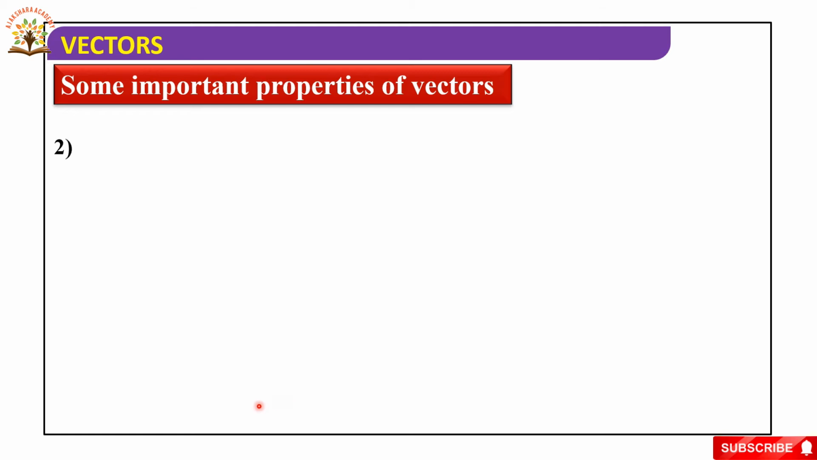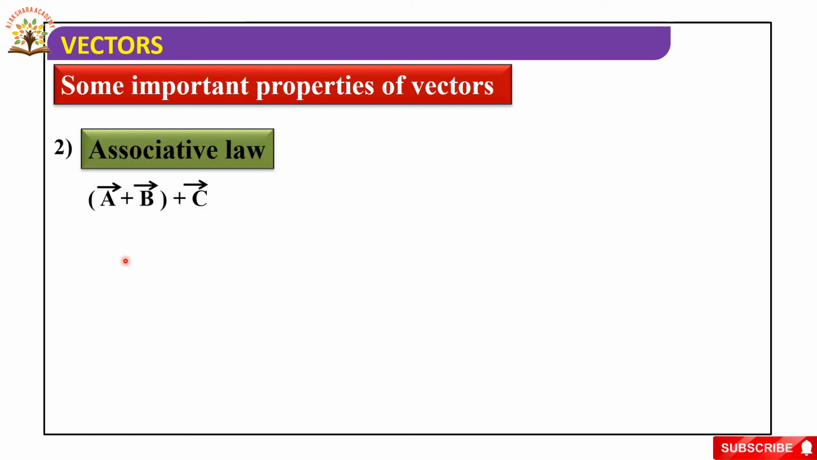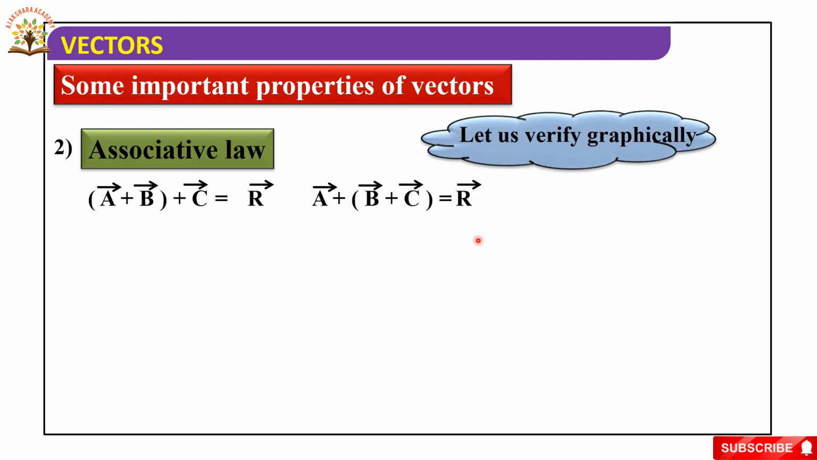Next, associative law. A bar plus B bar plus C bar is equal to R bar. R bar is a resultant vector. So that is A bar plus B bar plus C bar, that is equal to the resultant vector R bar.